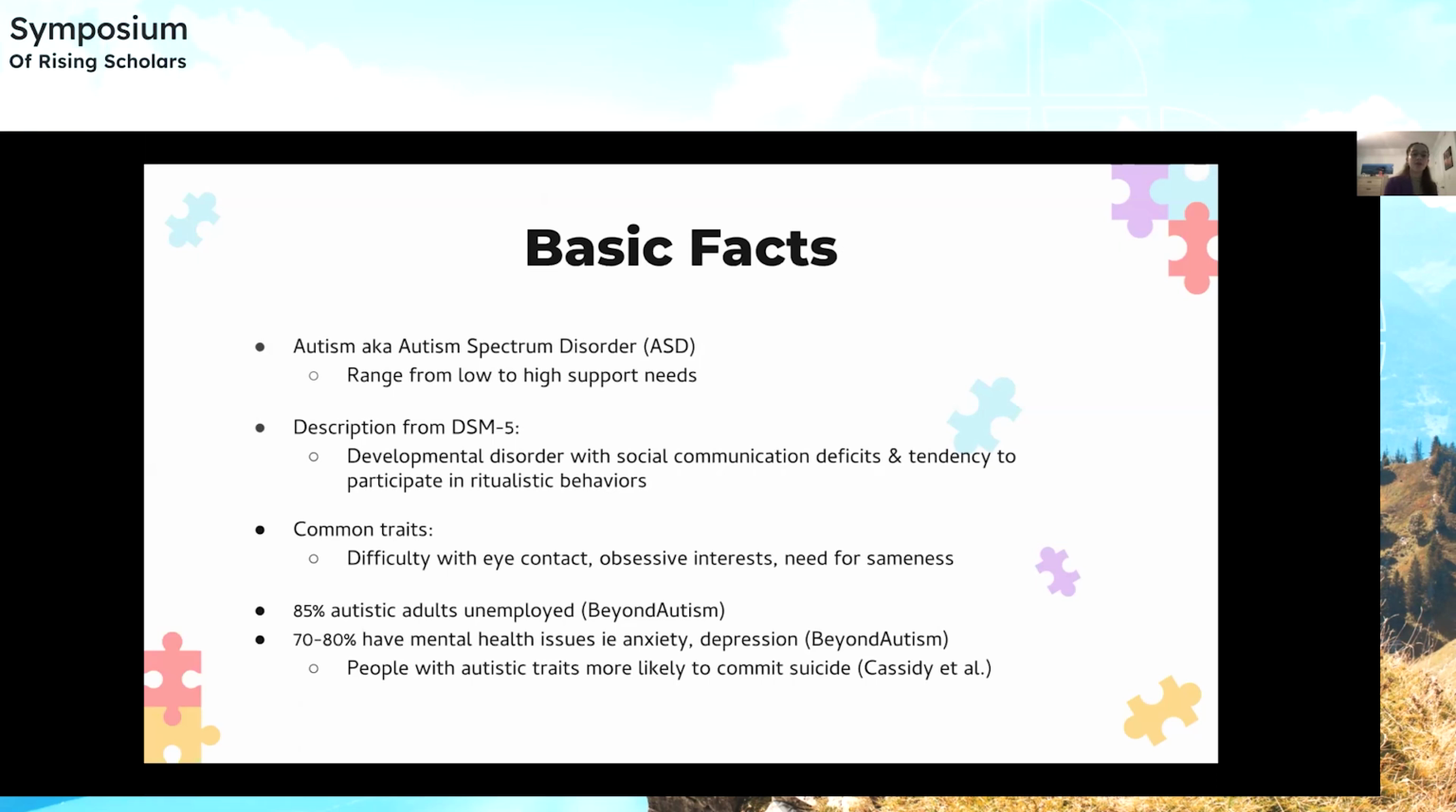The description of autism from the Diagnostic and Statistical Manual is that it is a developmental disorder with social communication deficits and a tendency to participate in ritualistic behaviors. Some common traits include difficulty with eye contact, obsessive interests, and also a need for sameness.